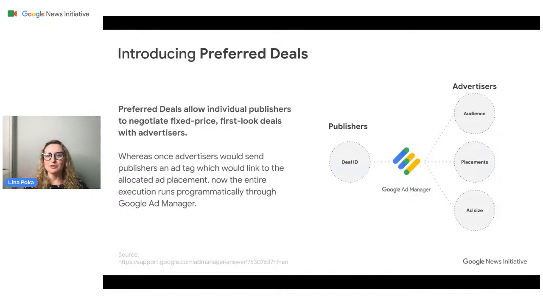Now, we have some other tools we can also utilize. This is where we're introducing preferred deals, which are directly negotiated agreements between the publisher and advertisers. Let's understand those a little better. What are they? How can we utilize them? Preferred deals are something different. It's an offering that attracts a higher premium than the private auctions. They enable publishers to negotiate fixed price, first look deals with specific advertisers.